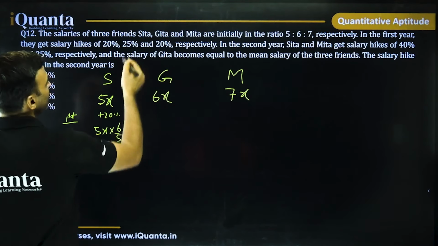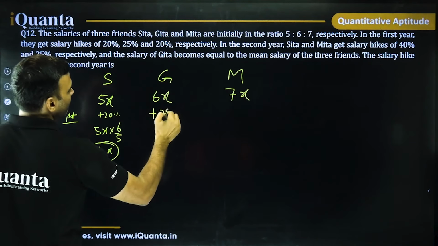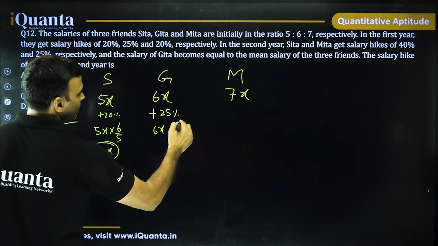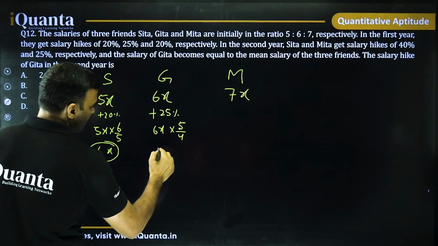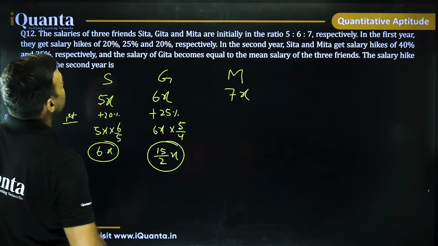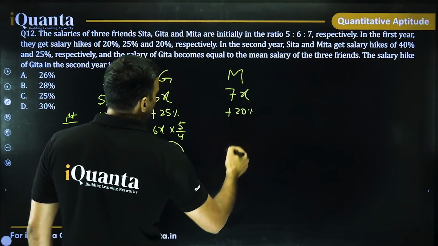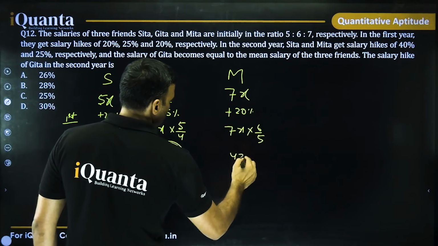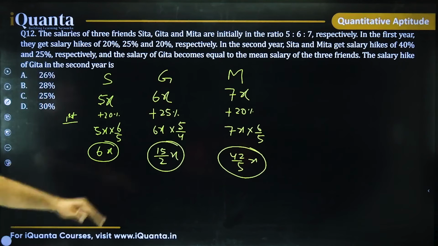This one increases by 25%. So 25% is 1 by 4. Multiplying factor would be 5 by 4. So it becomes 6x into 5 by 4. So 6 into 5, 30x by 4. 30x by 4 means 7.5x. So I'll write it as 15 by 2x. Okay. And the third one increases by 20%. So this one plus 20%. 20% means 6 by 5 multiplying factor. So 7x into 6 by 5. So it becomes 42 by 5x. So after 1 year, these are the salaries.